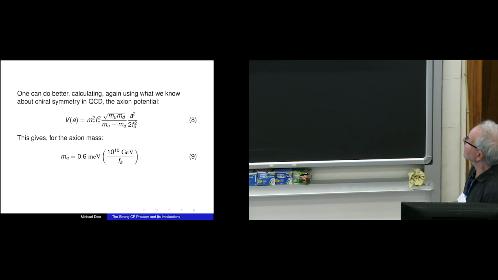Now one can do better, calculating again using what we know about chiral symmetry in QCD, the axion potential, and one gets V of A to quadratic order in A is m_pi squared f_pi squared, and I'm treating this as a world of two light quarks, square root of m_u m_d over m_u plus m_d, A squared over 2 Fa squared. And this gives for the axion mass m_a as 0.6 millielectron volts times 10 to the 10th GeV over Fa.